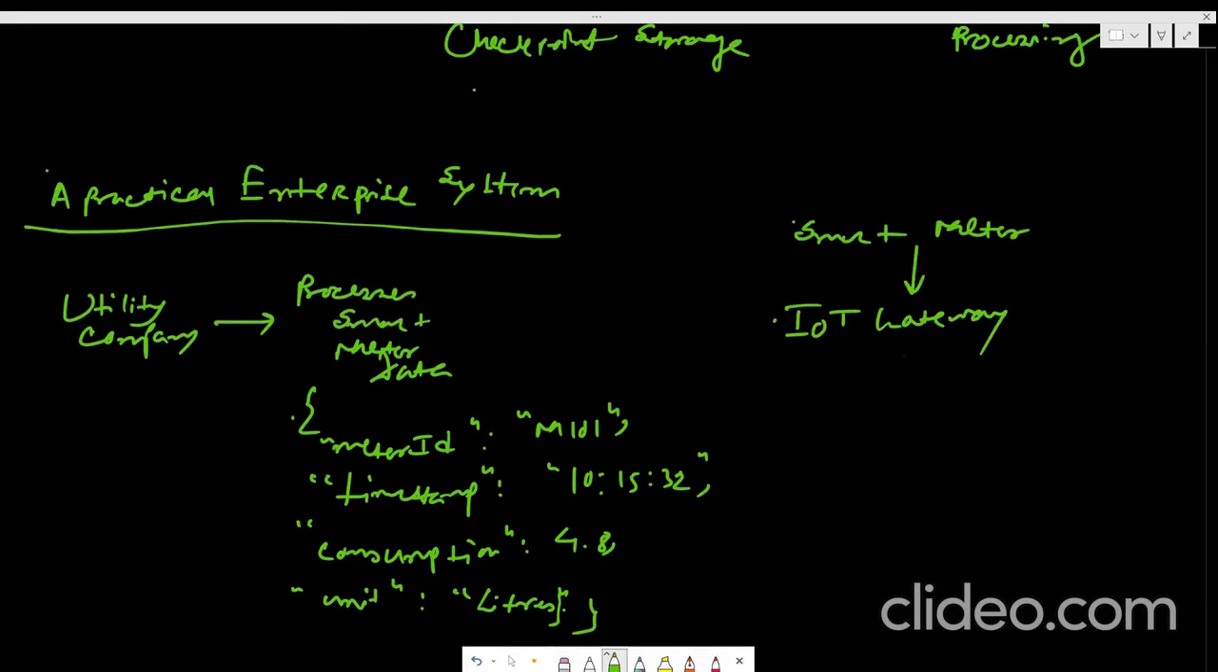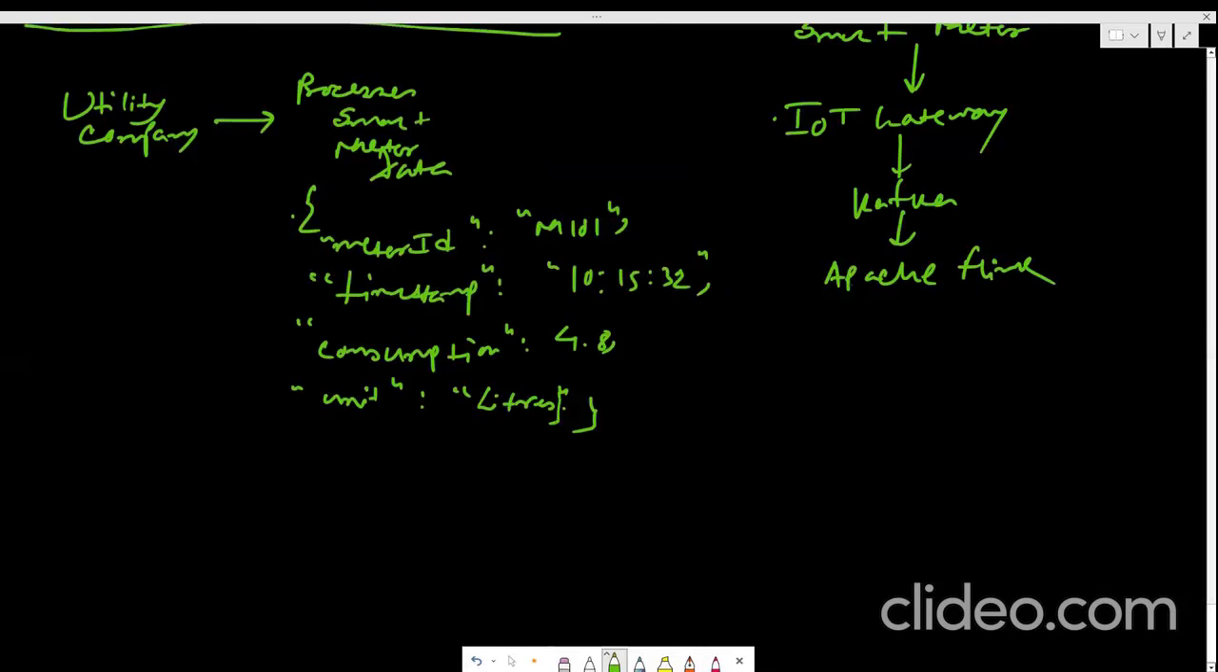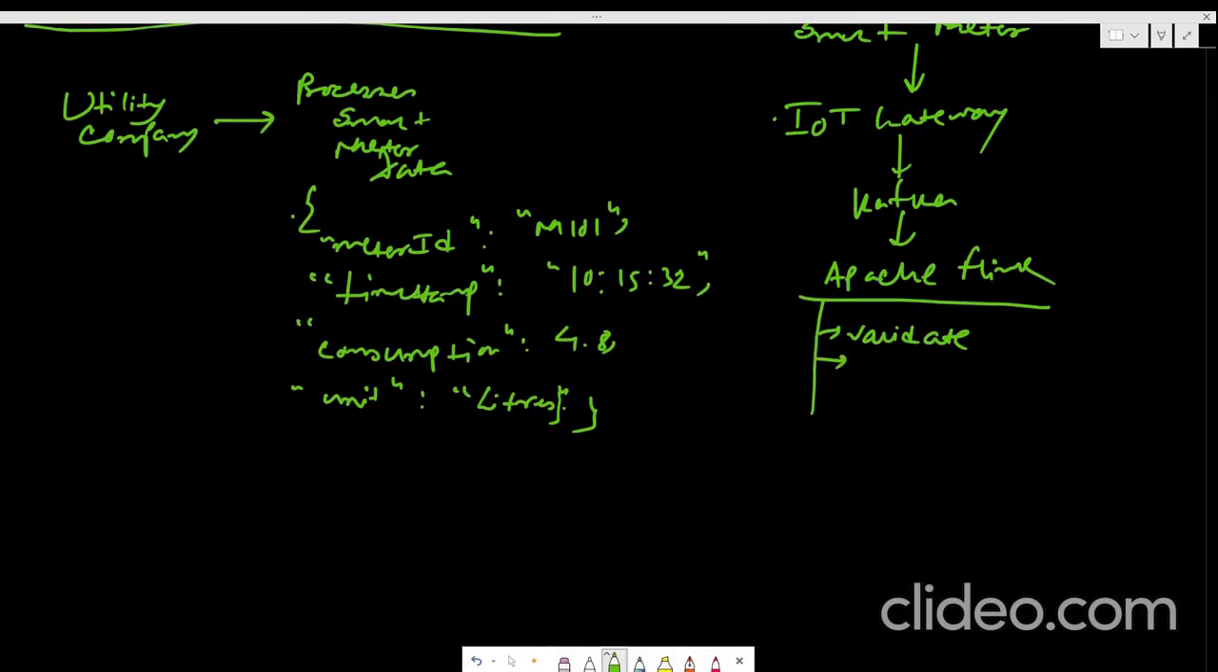Next, it will come to the Kafka topics. And then from the topic, parallelly, it is consumed by Apache Flink. After that, there are many functionalities for Apache Flink that we have already discussed. One is, suppose, validations. So validate the data. It can deduplicate the data.